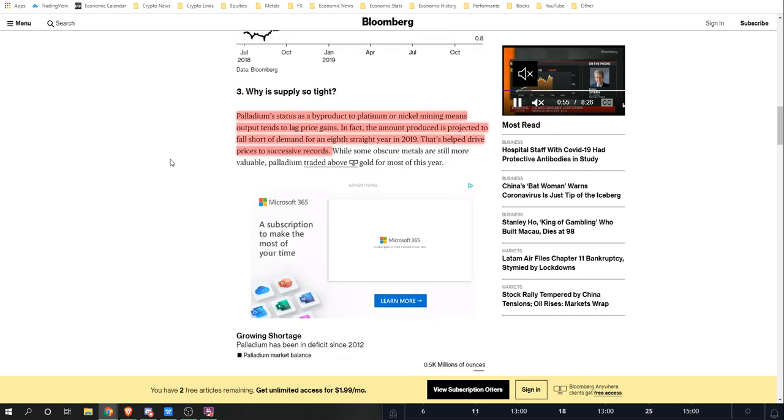All right, so why is the supply so tight in the first place? Palladium's status as a byproduct to platinum or nickel mining means output tends to lag price behind. So there's not many miners that are strictly for palladium. It's mostly a byproduct for platinum or nickel miners. In fact, the amount produced is projected to fall short of demand for an 8th straight year in 2019. That's helped drive prices to successive records.